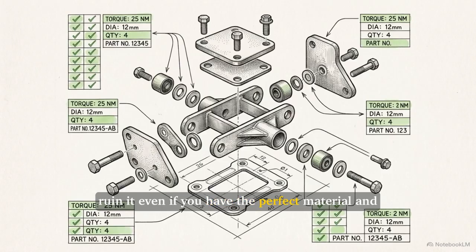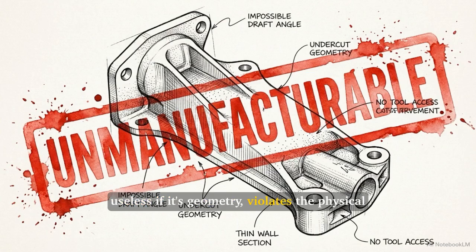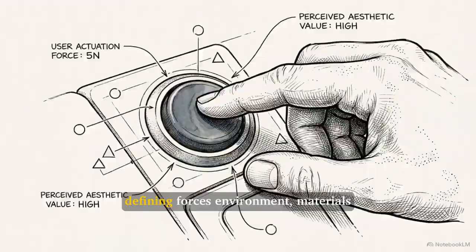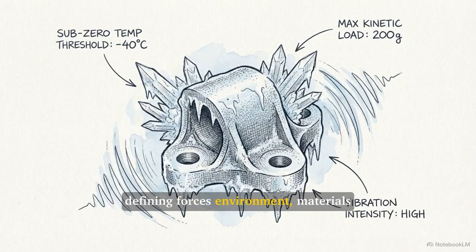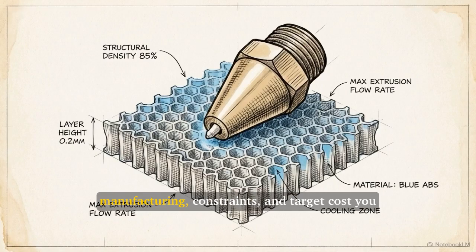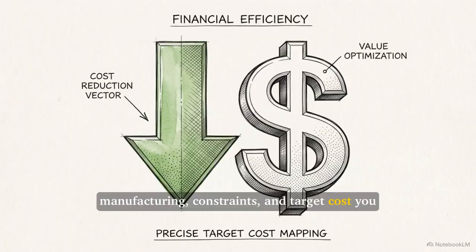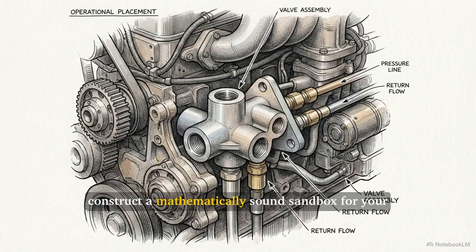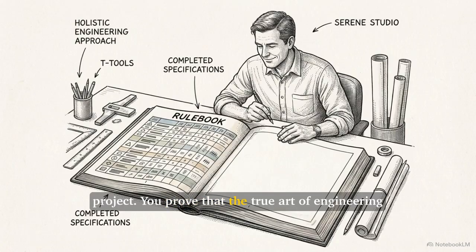Even if you have the perfect material and the perfect load calculations, your design is useless if its geometry violates the physical limitations of the manufacturing hardware. By defining forces, environment, materials, manufacturing constraints, and target cost, you construct a mathematically sound sandbox for your project. You prove that the true art of engineering happens long before the first line is ever drawn.